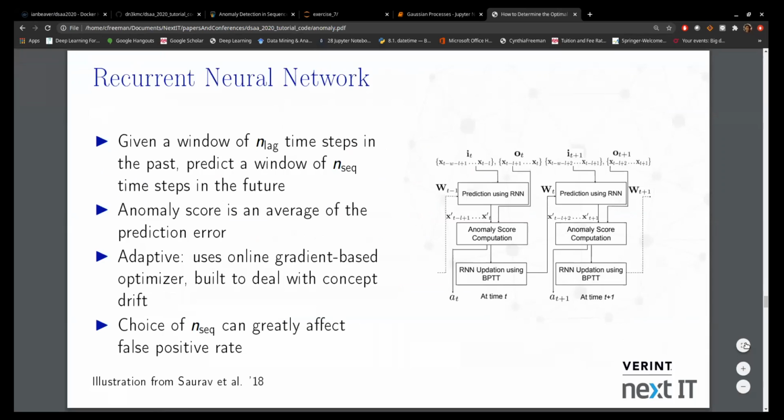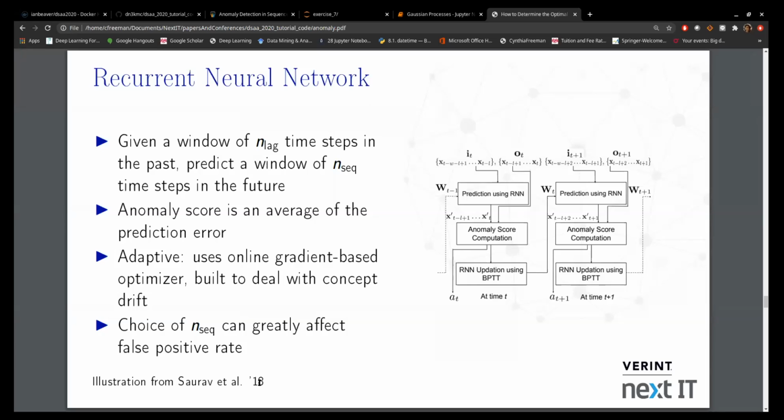Which is RNNs. Given a window of n lag many time steps in the past, a recurrent neural network can be trained to predict a window of n sequence time steps in the future. So we use the multi-step prediction RNN developed in the paper in the footnote below, which can adapt to concept drifts after an initial period of training and doesn't require non-anomalous training data.